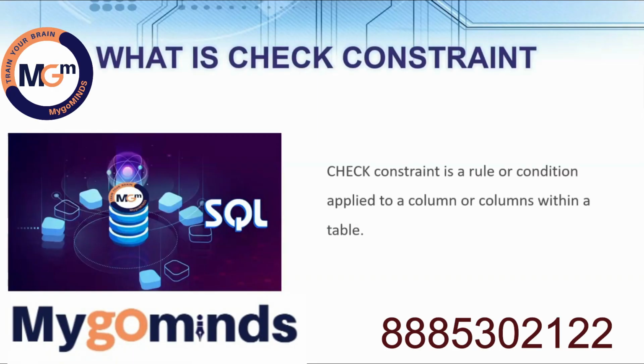Basically, constraints are used to give conditions or restrictions to a column of a table. They are used to check if the data is valid or invalid before inserting the data. A check constraint is a rule or condition applied to a column or columns within a table.